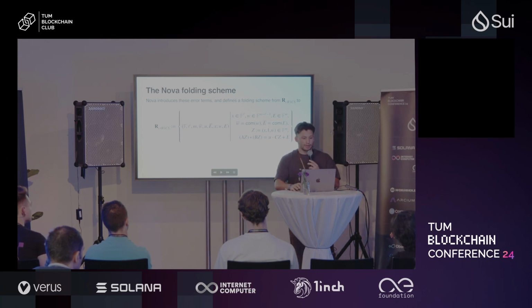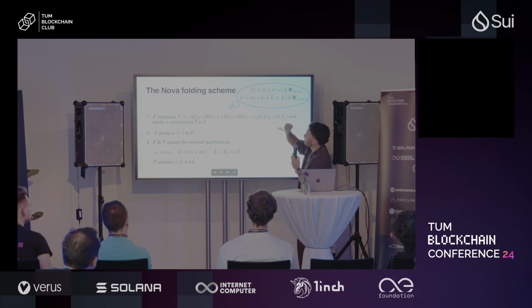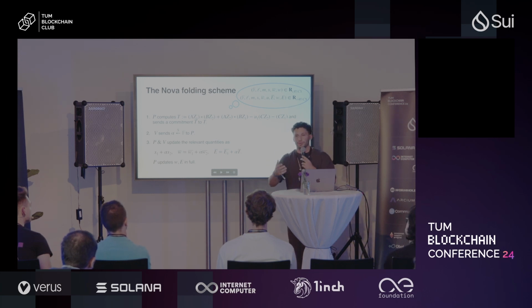So very quickly, how does Nova do this? I realized that there's a little typo, I'm sorry about this. This should be W1, this should be W2. You have an instance in the committed R1CS relation, and you have an instance-witness pair in the committed relaxed R1CS relation. You want to fold them. So how does Nova do this?